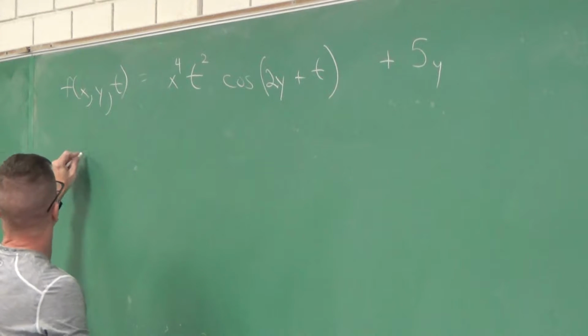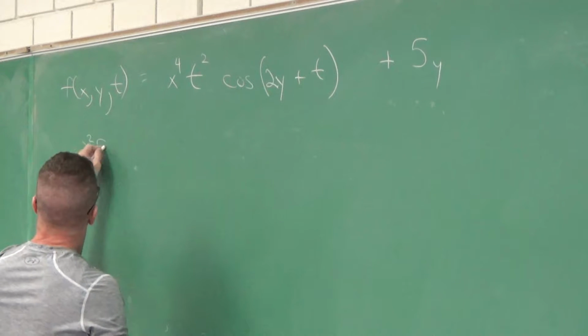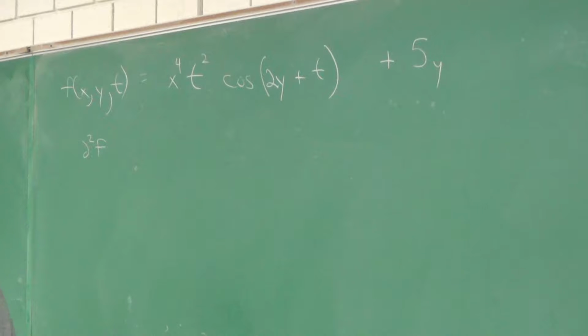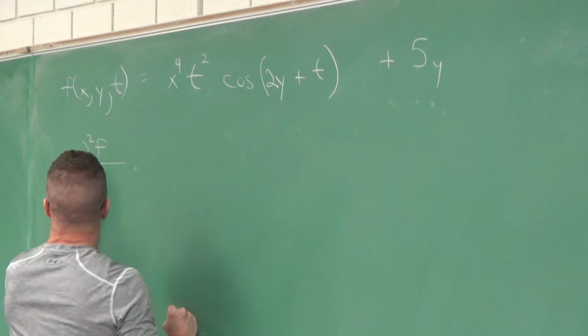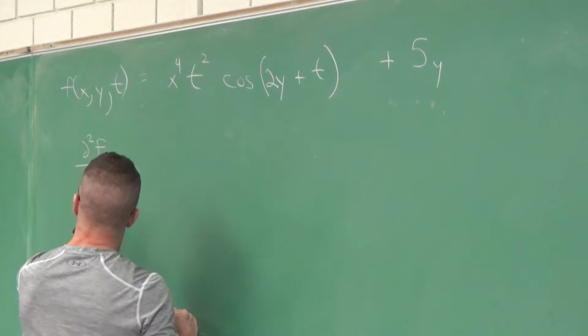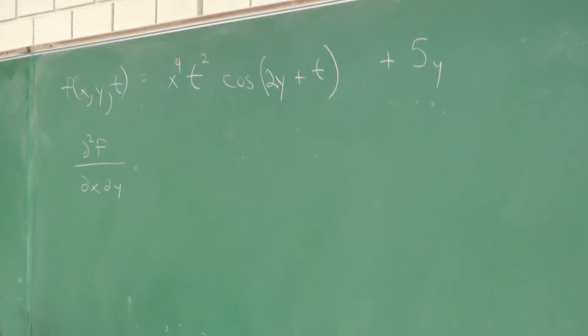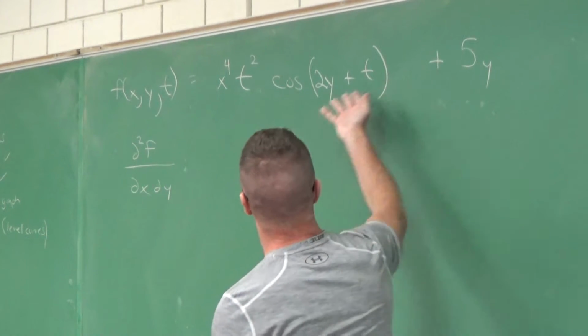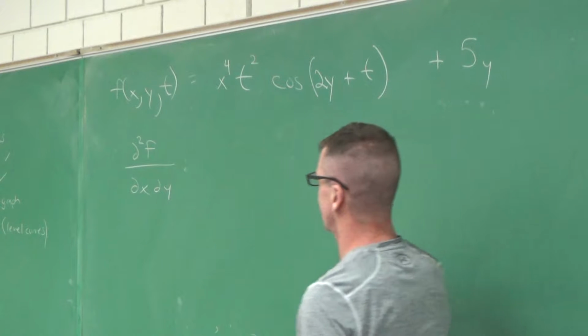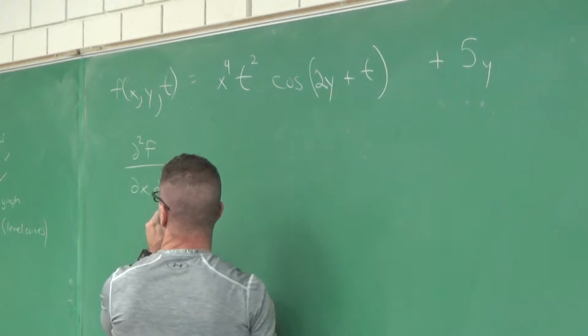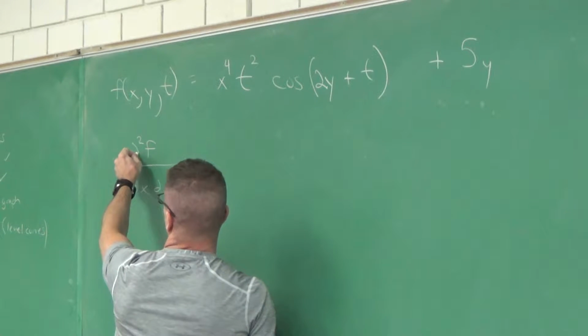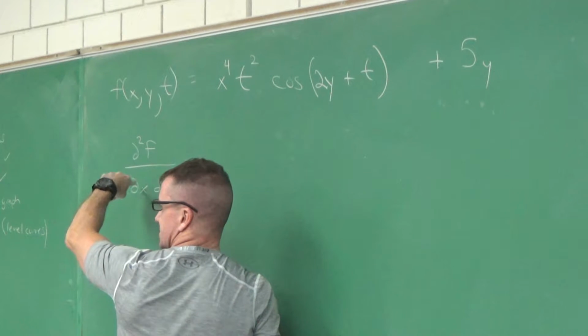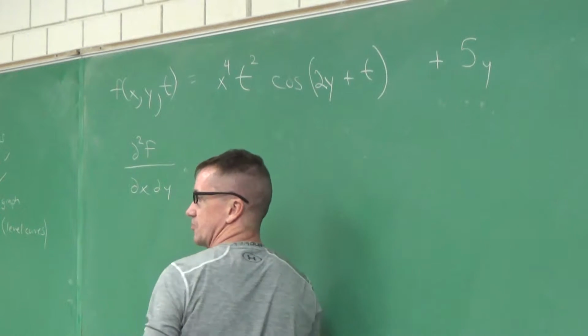And I need you to find this. Find the second partial derivative. But I have it in another notation. So let's talk about that notation. This is what we're going to find for that function of x and y and a variable t. So this looks weird, doesn't it? See this notation? This is a second partial derivative.